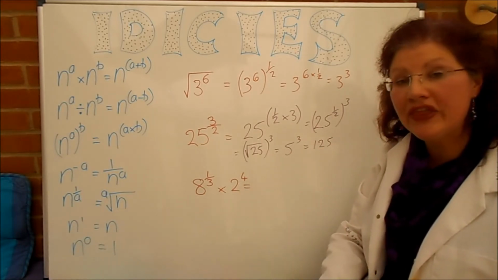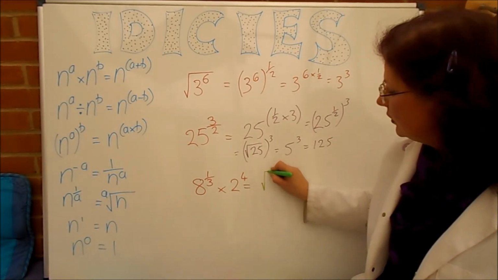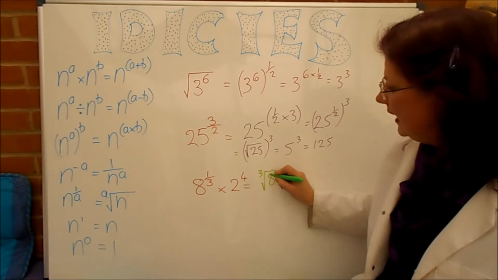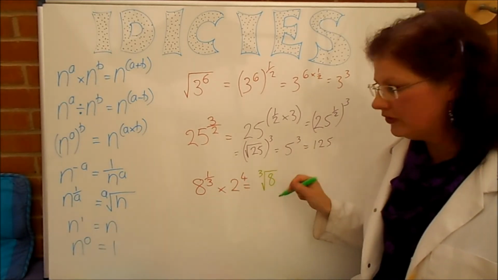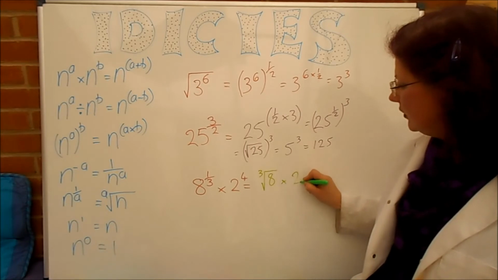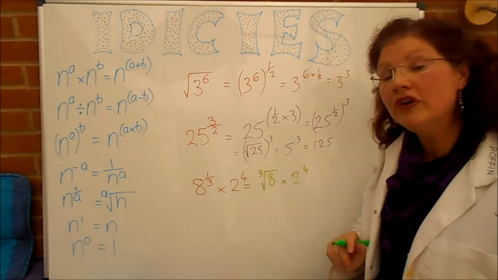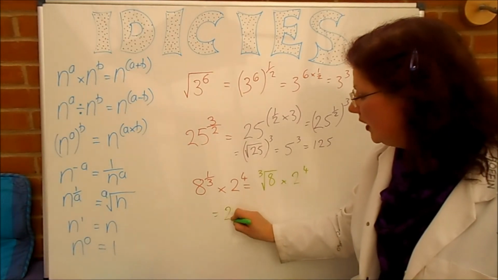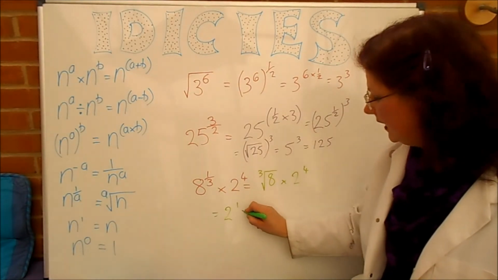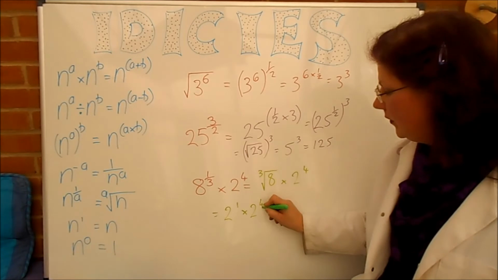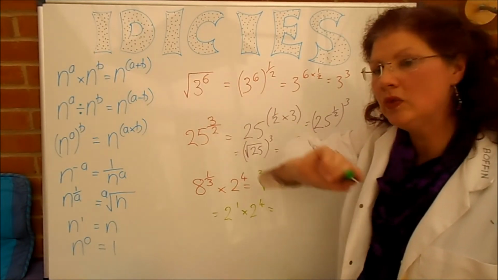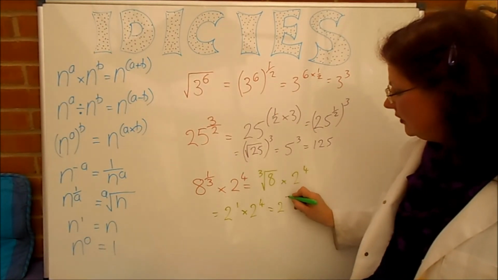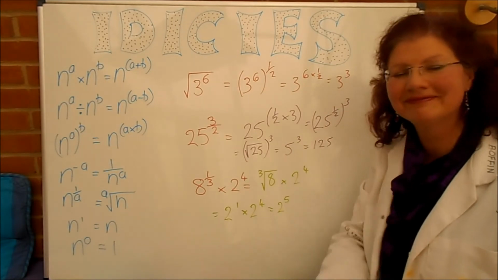8 to the power a third. Well, that is equal to the cube root of 8, because fractional powers are roots, times by 2 to the power 4. Cube root of 8 is 2, so that is equal to 2, which I'm going to write as 2 to the 1, times by 2 to the 4, and that, using the 1 up here, is equal to 2 to the power 5.